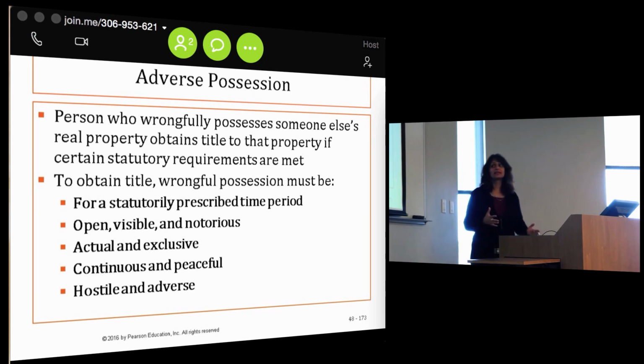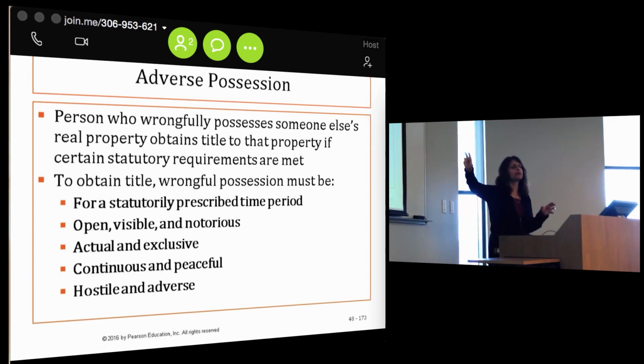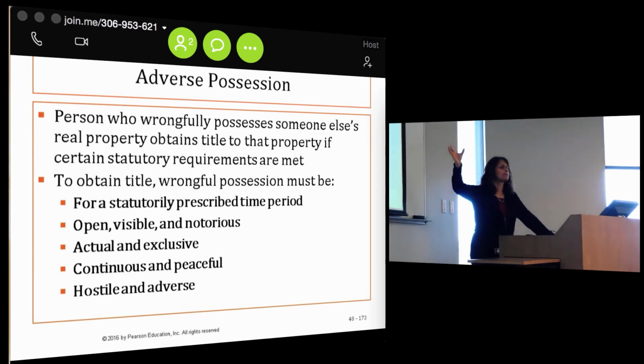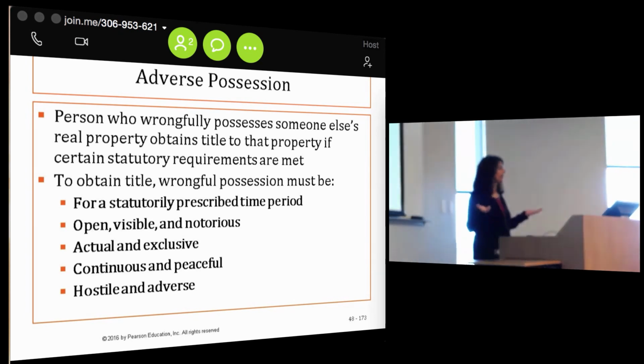And what that means is that if someone who doesn't own the property openly uses it continuously for a period of time, and states tell you what that period is, 7 years, 12 years, 10 years, whatever, does it exclusively, meaning no one else is using that property, does it adversely, meaning against the interest of the true owner, does it notoriously, out in the open, visibly, against someone else's interest, they could actually wind up owning that piece of property. But seriously, if someone was living in my backyard, I would know this.